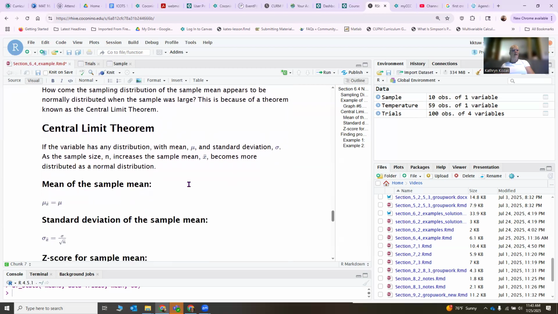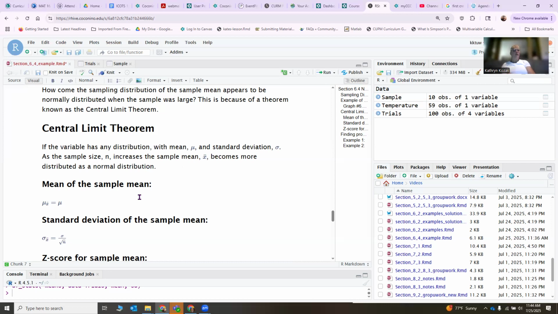The Central Limit Theorem says if the variable has any distribution with a mean of mu and a standard deviation of sigma, as the sample size n increases, the sample mean, x bar, becomes more distributed as a normal distribution. In other words, as your sample size gets larger and larger, and you keep taking sample means, those sample means become normally distributed. Also notice the mean of the sample means is the exact same as the mean of the original population. We saw that in both examples.